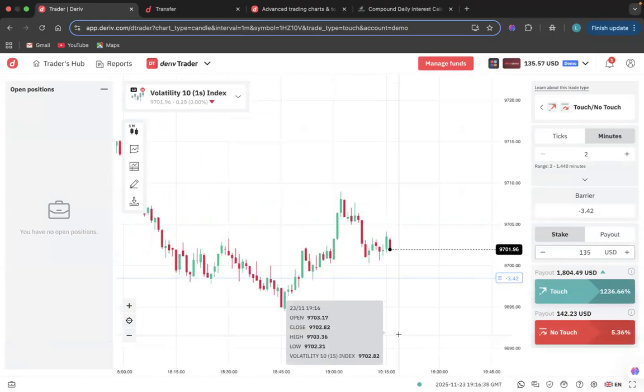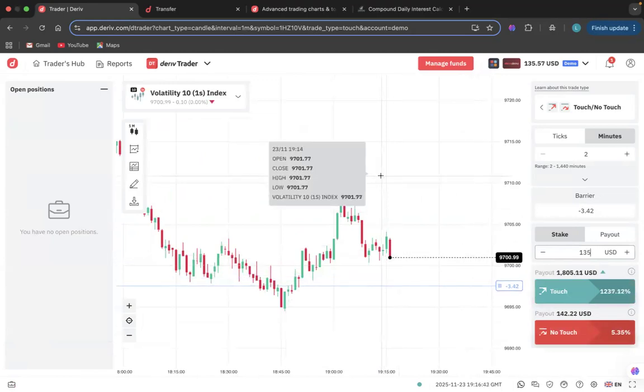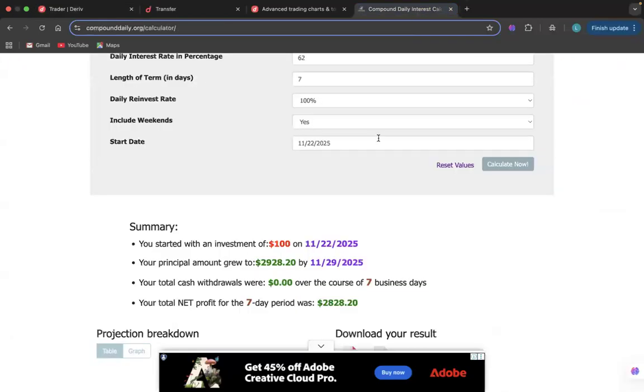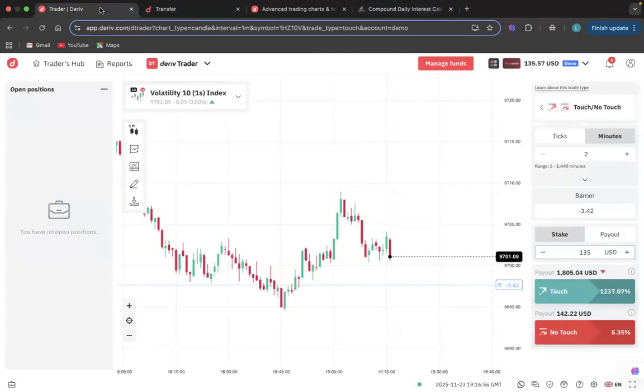Then we're going to be taking 10 trades together on the real account tomorrow. I want one person that is willing to deposit $100. I want to use one person's account. Like I said, this is what we want to do: take $100 to $2,800 in 7 days. So if you're interested, you can deposit $100.